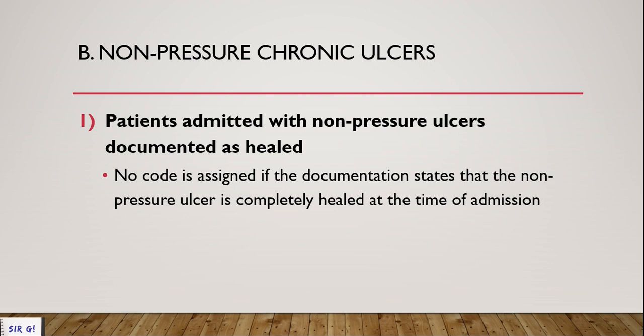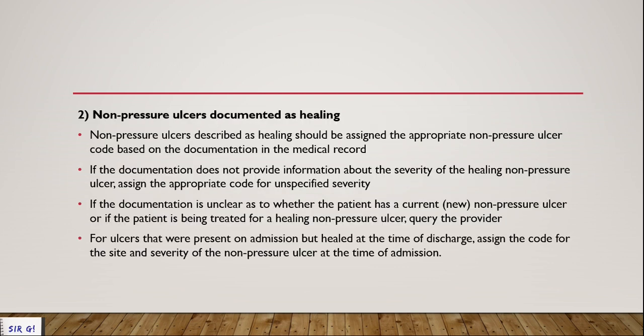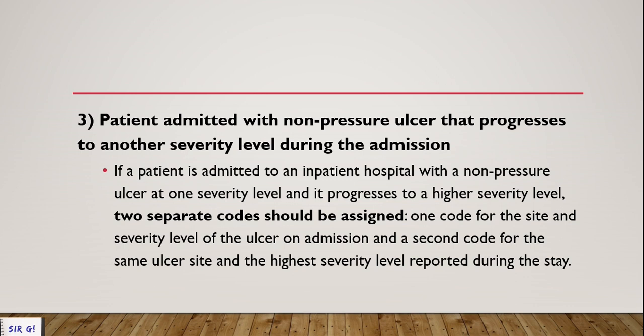A patient admitted with a non-pressure ulcer documented as healed: still no code if it's healed already, correct? It's the same as your pressure ulcer. A non-pressure ulcer documented as healing is also the same as your pressure ulcer. If it's still healing, you can still code it. Okay? A patient admitted with a non-pressure ulcer that progresses is still the same. You need to have two codes. Code first the stage at admission, and the second code for the highest stage achieved during the stay. Okay, I think that ends your chapter 12.